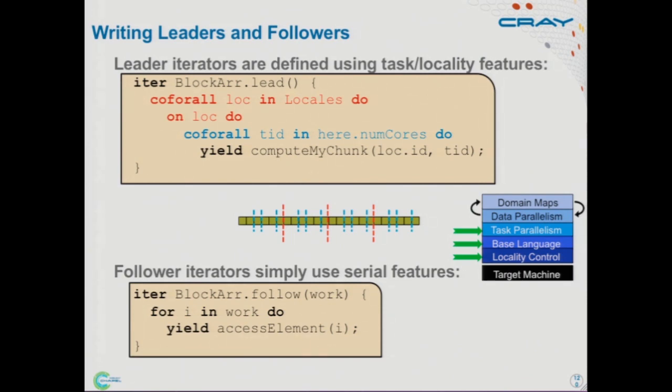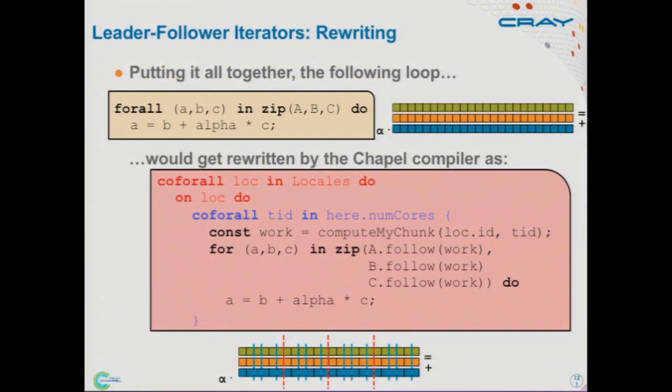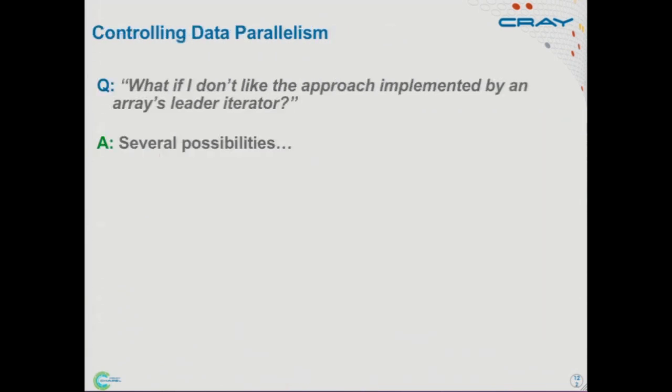And again, note that we're basically implementing high-level data parallel features in the language using the lower-level features: the task parallelism, the coforalls, the locality control, the on clauses, and the base language, these iterators and yields and things like that. All of the data parallelism is implemented using these kinds of concepts in the language. So when we put it all together, that high-level forall loop is basically going to be rewritten into an inline invocation of the leader iterator and the zippered invocation of the follower iterators. We've gotten rid of anything that's data parallel in that statement, and now we're down in the lower-level task and locality features of the language.